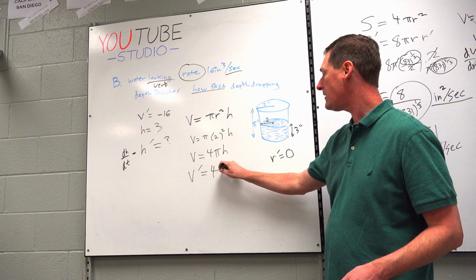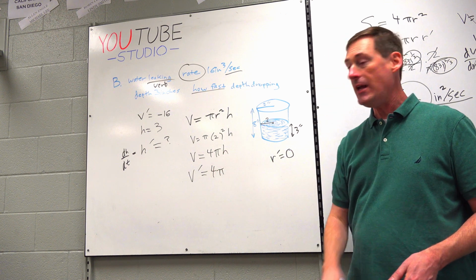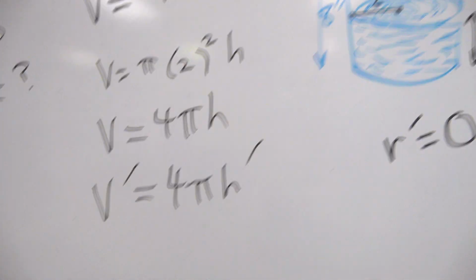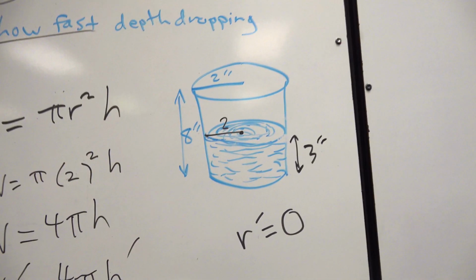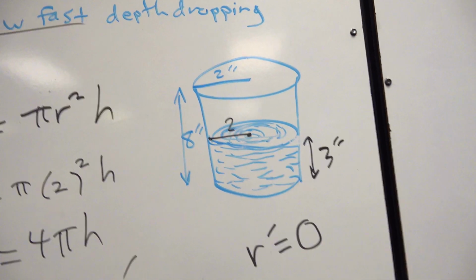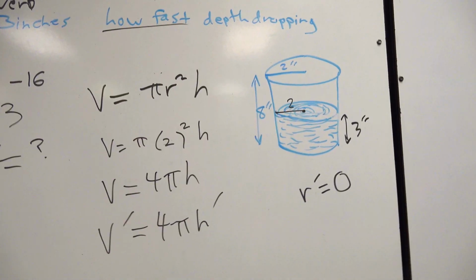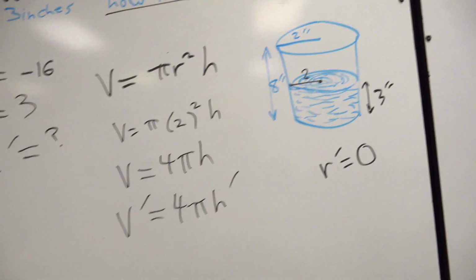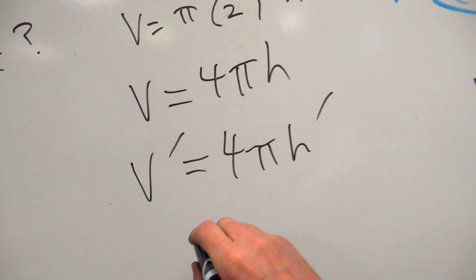4 pi stays. And the derivative of h is h prime. It's just that simple. Real life water tower, real life oil leaking out of some kind of tank, right? Could be like the cylinders that are actually inside your car that make your car run. So all this real life stuff. It's actually pretty simple, right?